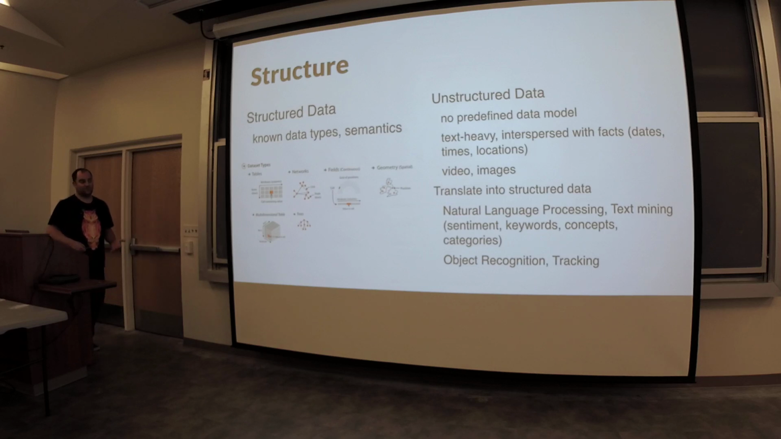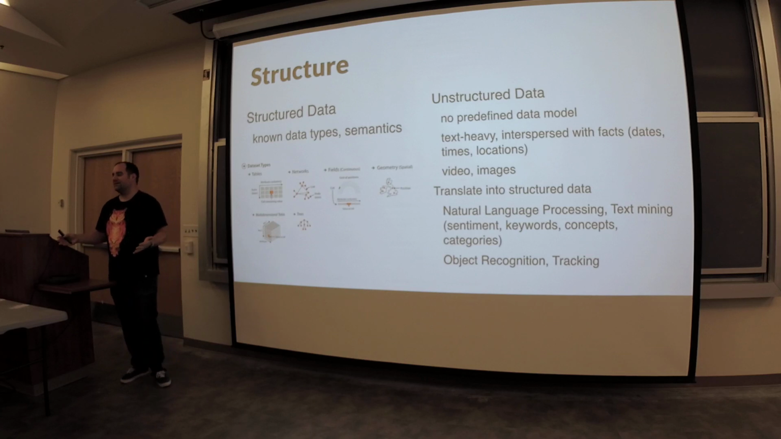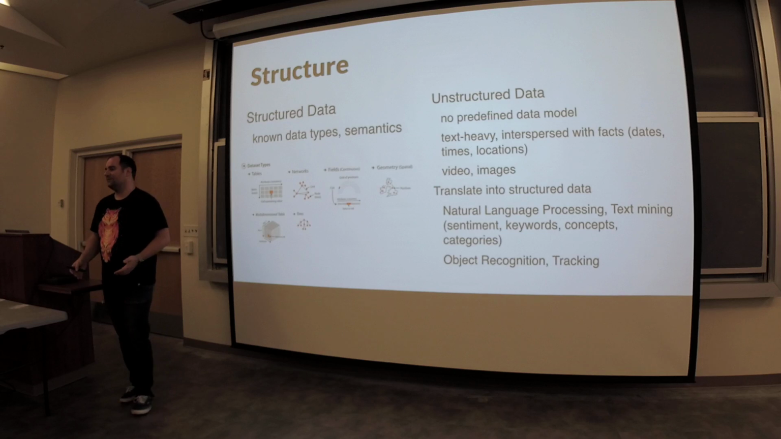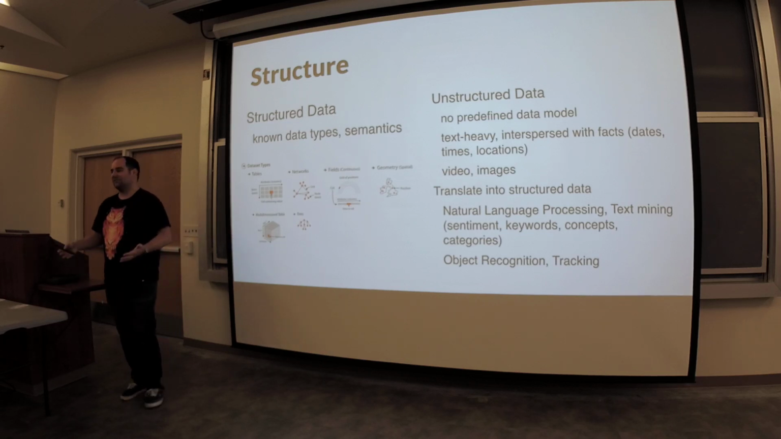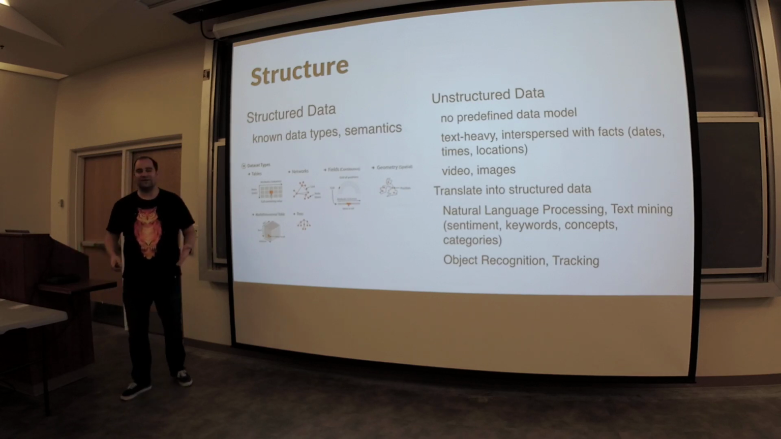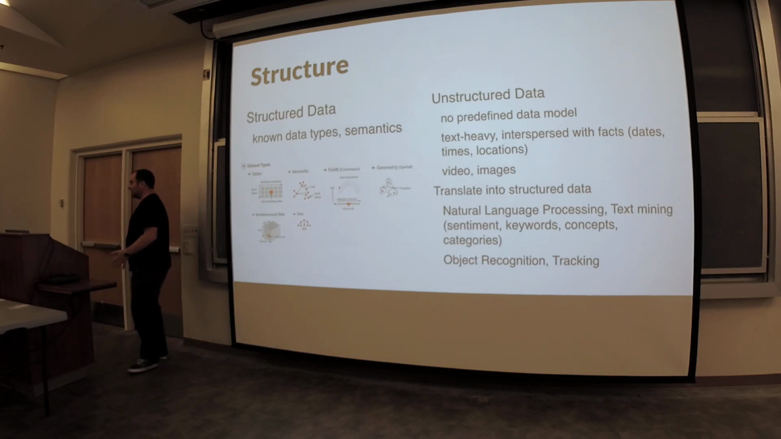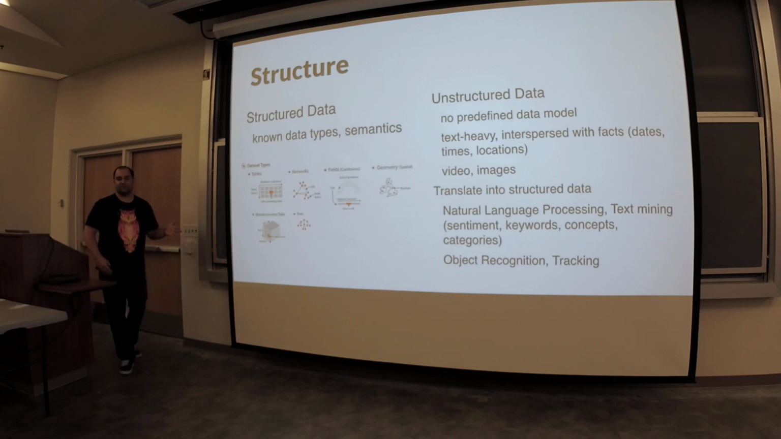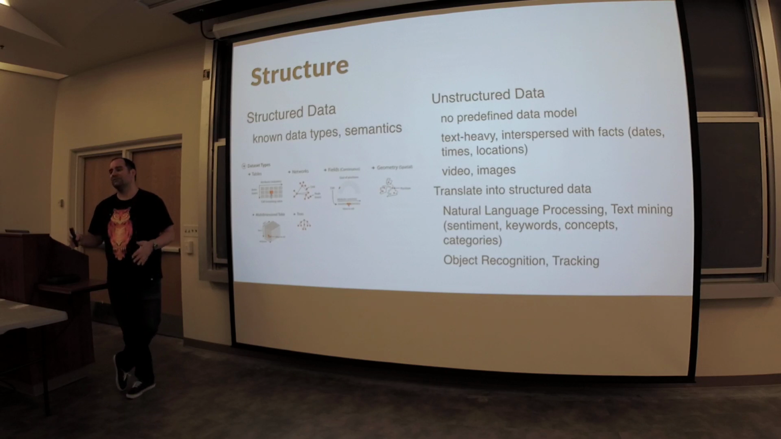And not surprisingly, there are major fields of computer science that are concerned with extracting structure from these unstructured data types, right? NLP is all about getting structure out of unstructured textual data. Computer vision is all about getting structure out of video and images. So in this lecture, we will mostly assume that the data we work with is structured. We're not talking about any NLP approaches. We assume that this has been done for us and we have a structured data set to work with.